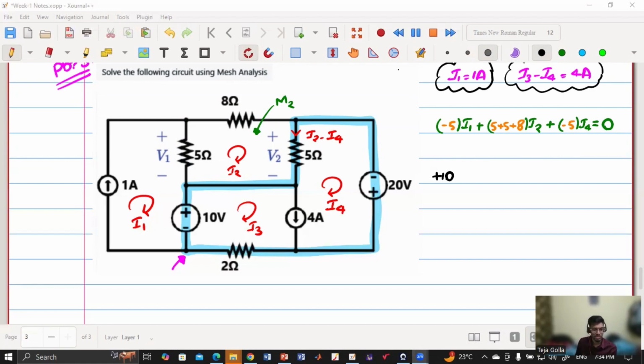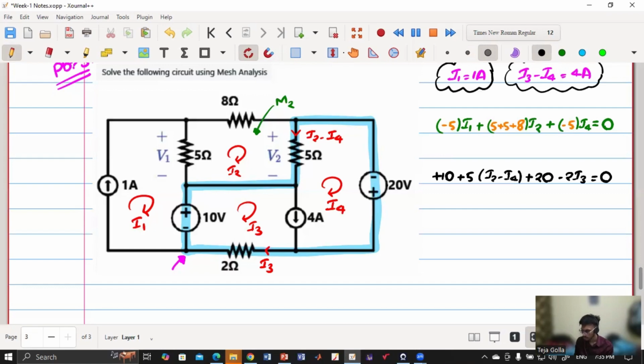Now I will apply KVL in this super mesh. I will start at this point that I have mentioned, and I will traverse through this mesh in the clockwise direction. So plus 10, then plus 5 into (I2 minus I4), plus 20. And what is the current flowing in this? I3. So minus 2 I3 is equals to 0. Is this clear, or any question or any doubt? Anyone? I hope this is clear.